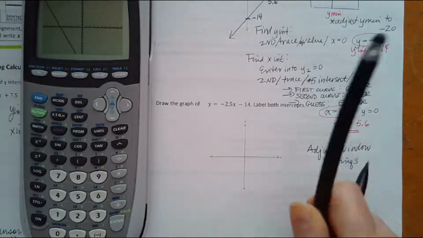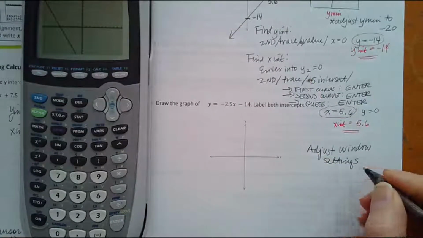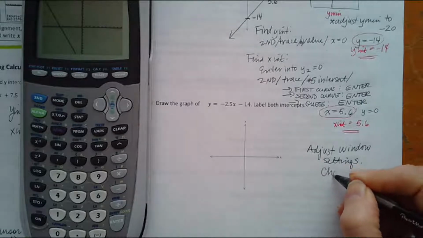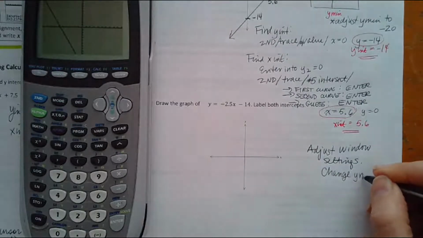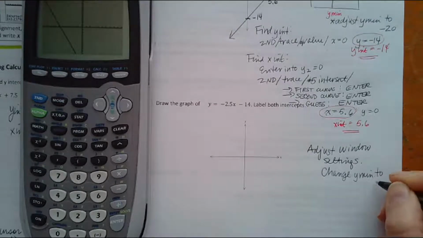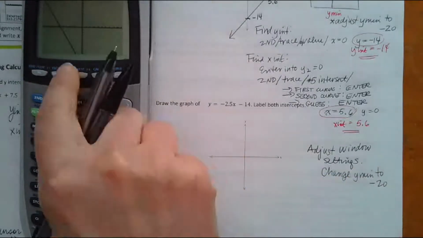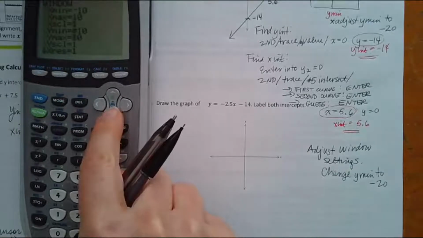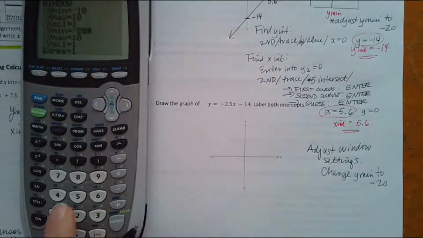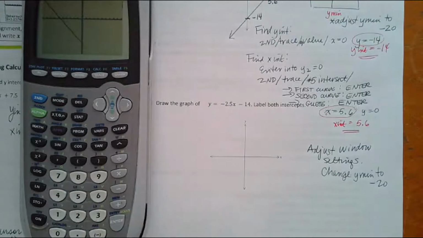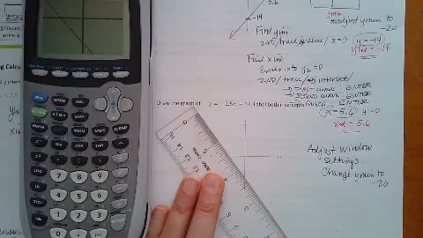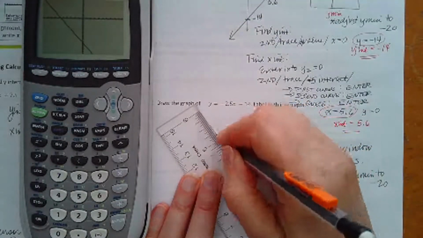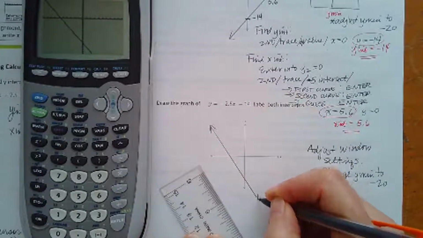You can see it looks like it's the same y-intercept, right? So I'm going to change exactly what I did here, y min to -20. Okay, now when I press graph, I can see again. So I'm going to record my line just as I see it.